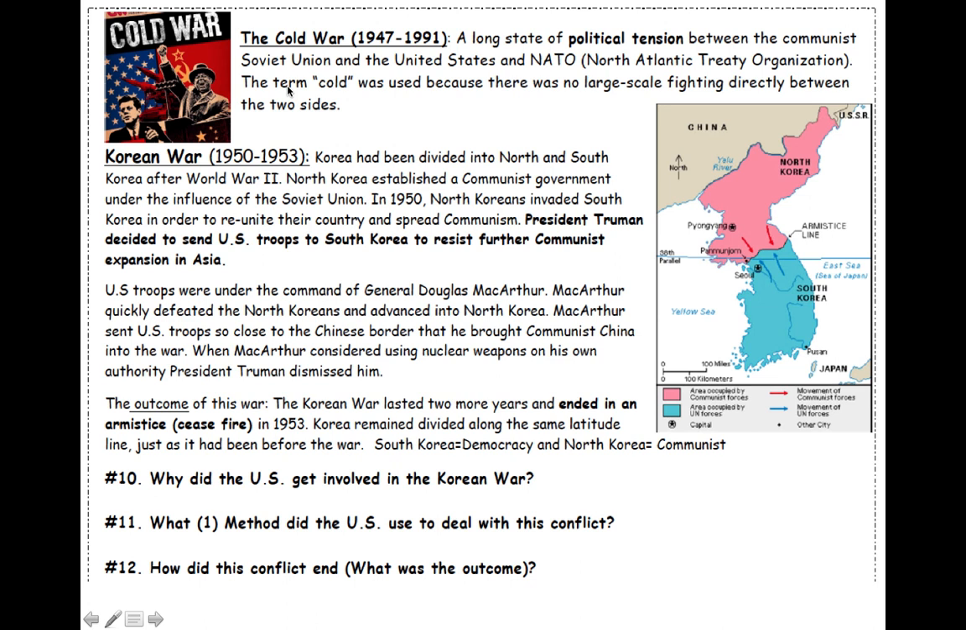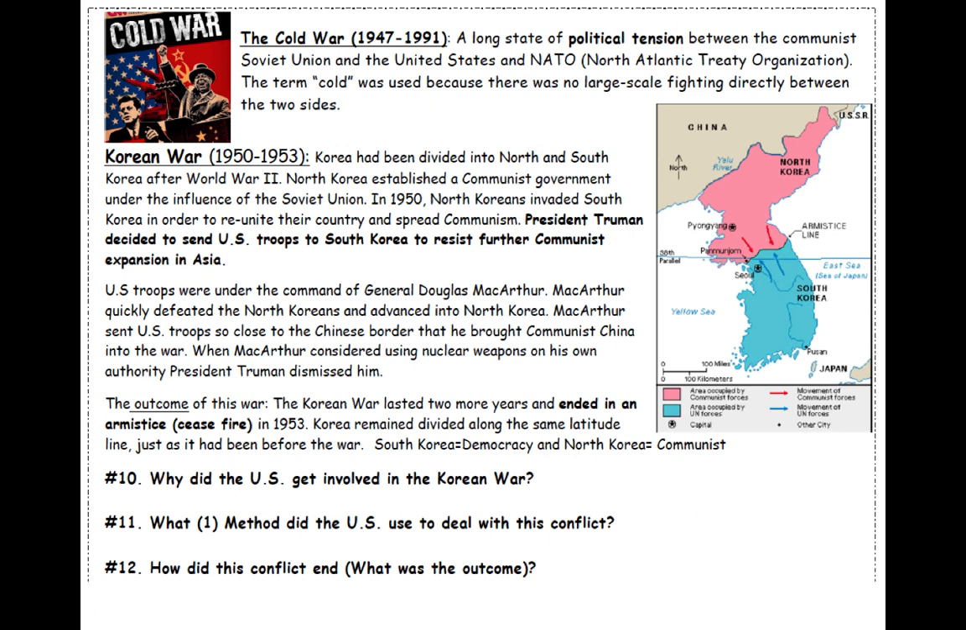The Cold War. It was from 1947 until 1991. That's a very lengthy time period. The Cold War is a long state of political tension between the communist Soviet Union and the United States and NATO. NATO is the North Atlantic Treaty Organization. The term cold is used because there's not really any large-scale fighting happening between the 2 sides.